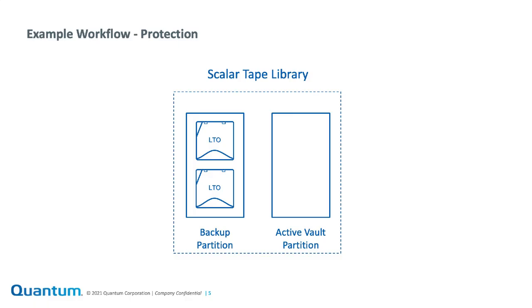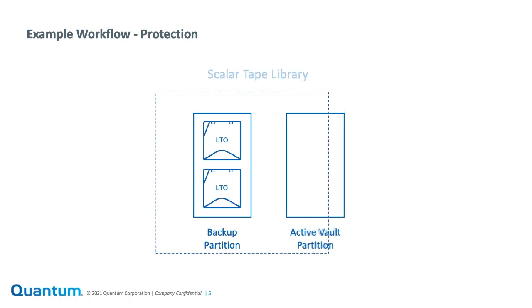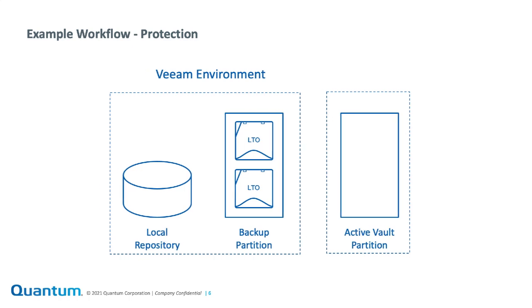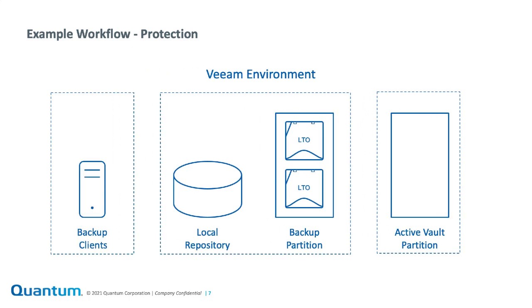So we have the library partitions. Let's add Veeam to the picture. This is a fairly typical Veeam environment: a local high-speed repository for the primary backup copy, and tape for secondary copies or long-term storage. Notice Veeam has access to its assigned library partition for backups, but it does not have access to the ActiveVault partition, and you'll see why this is important shortly. And finally, this environment contains some clients which we can back up. Now let's take a look at the workflow I'll be demonstrating.